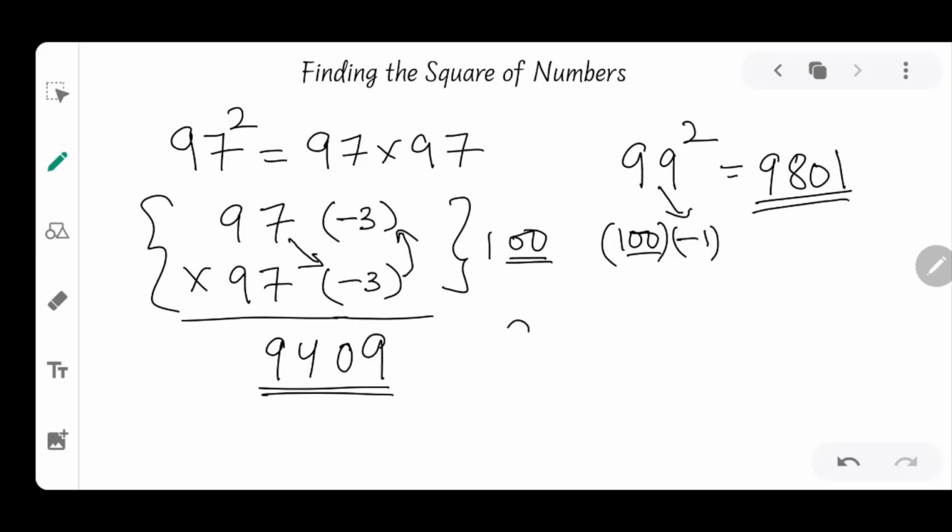One more example, 96 square. How much less is it from the base? 4. The square of 4 is 16, and 96 minus 4 is 92. So the answer is 9216.